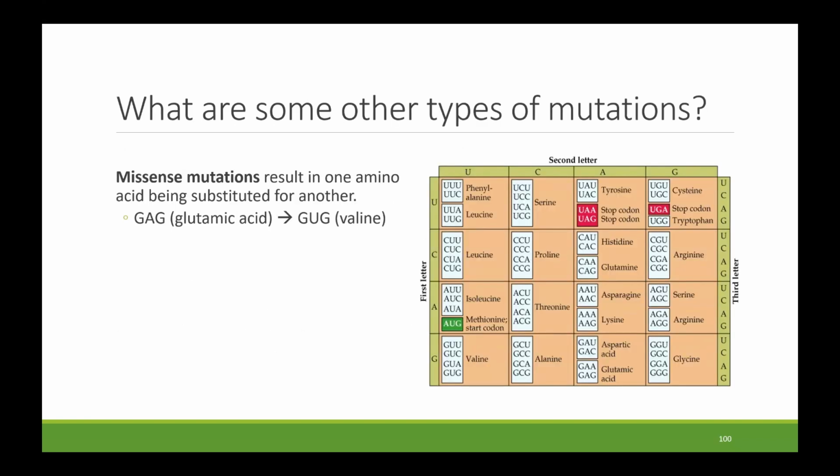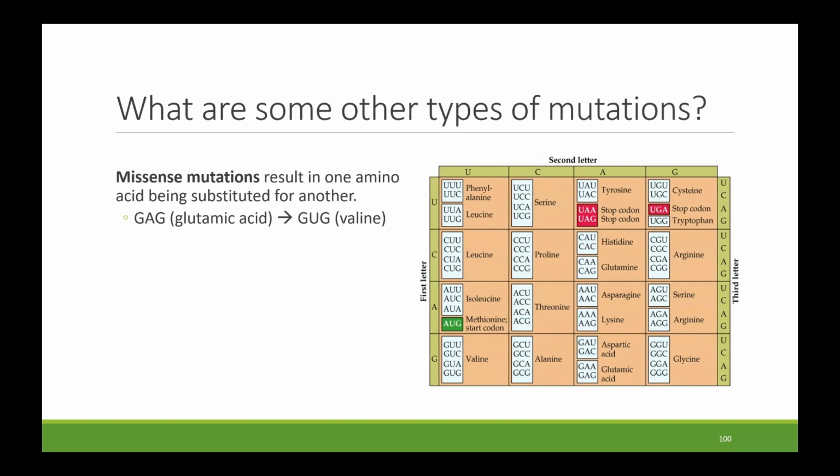So that wraps up our discussion of sickle cell. But sickle cell is just one disease, and missense mutations are just one type of mutation. We know that missense mutations result in one amino acid being substituted for another. But it's also possible for point mutations to result in other outcomes.